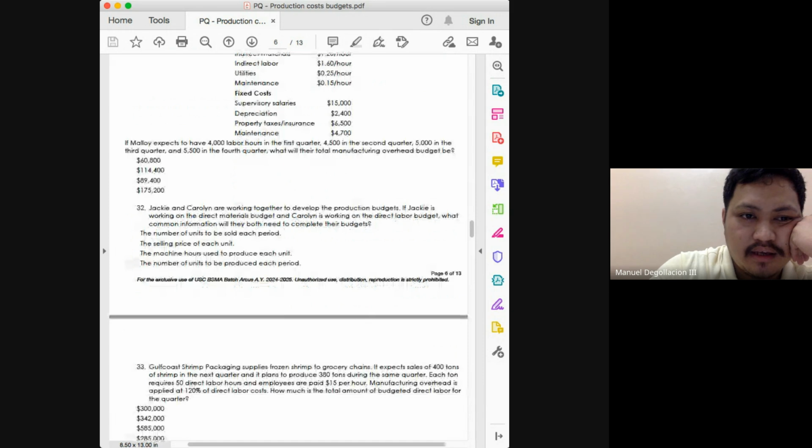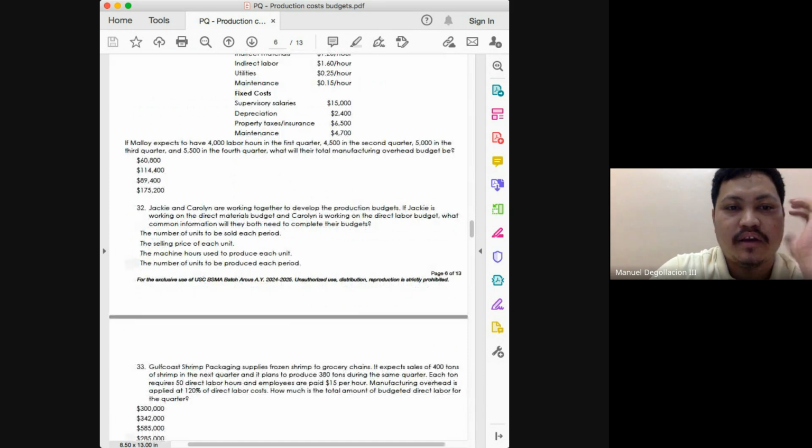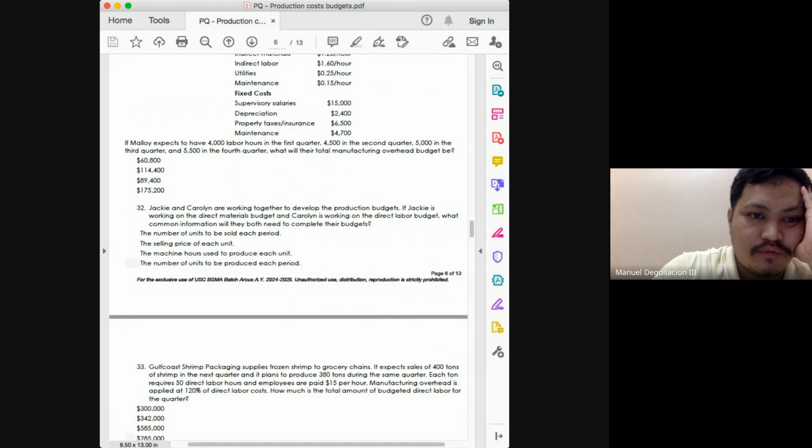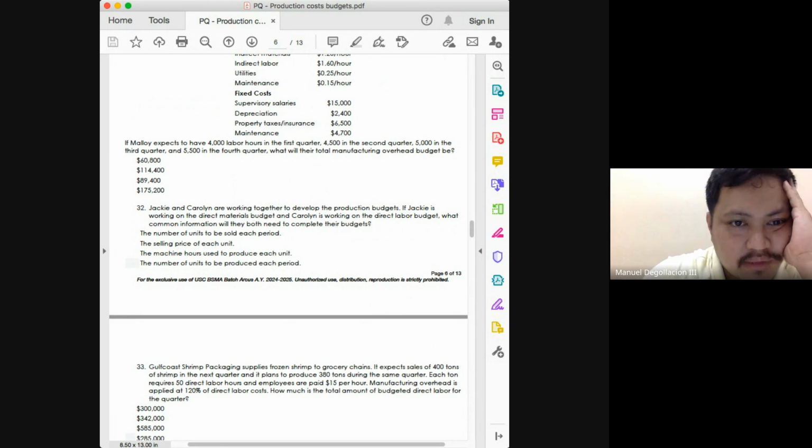32. Jackie and Caroline are working together to develop the production budget. If Jackie is working on the direct materials budget and Caroline is working on the direct labor budget, what common information will they both need to complete their budgets? Again, direct materials and direct labor.